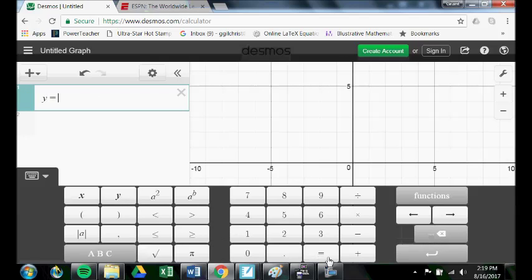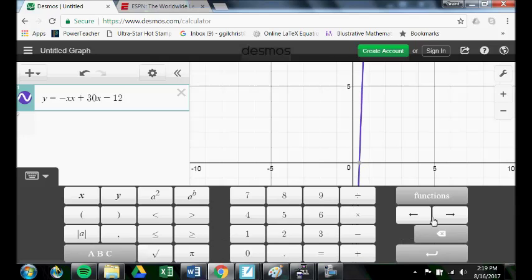Y equals negative. On Desmos, negative and minus are the same thing, so don't worry about that. I could do that for x squared if I wanted to. Negative x squared, I'm forgetting what the numbers were, plus 30x minus 12.